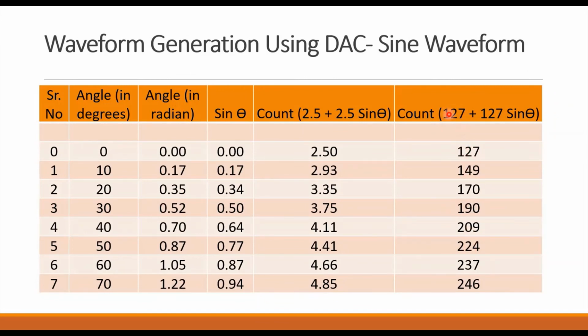So for hexa we have the maximum value as 255, right? When you have 5 volt as your reference, the maximum value for hexa will be 255. See, 256 is the number of levels starting from 0, but the maximum value is 255. So half of 255 is 127. So the same equation can be written in hexa as 127 plus 127 sine theta. So that way this equation is developed. By varying this theta value, the angle, you can develop these values.